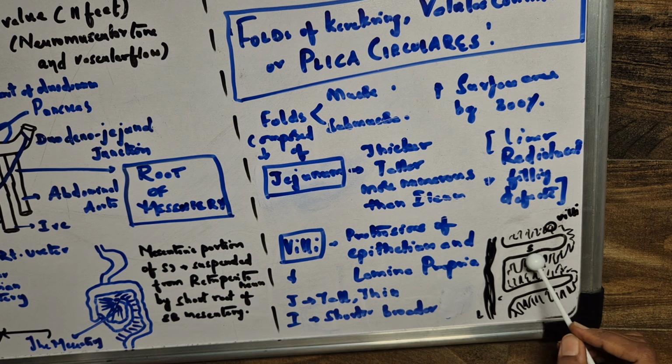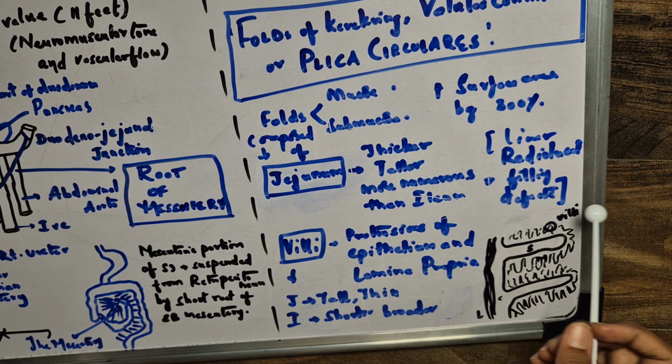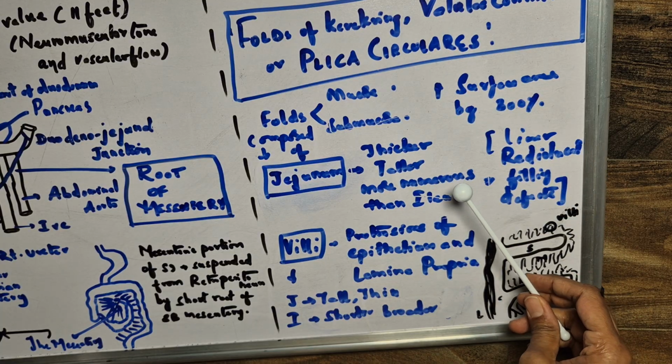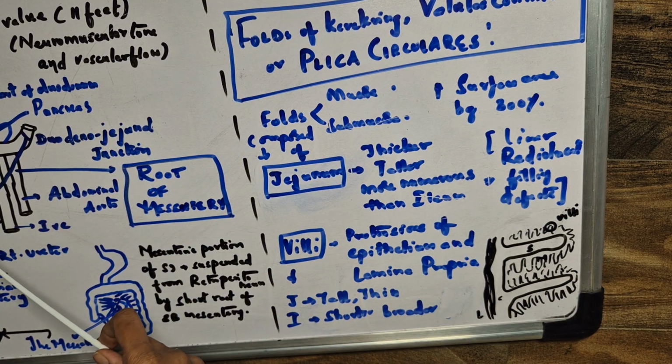So these are the folds made up of mucosa and submucosa. Again, on the mucosa we have epithelium, villi. These villi are made up of epithelium and lamina propria. So today we have learned about folds, villi. We have learned about the root of the mesentery. Meet you in the next class.